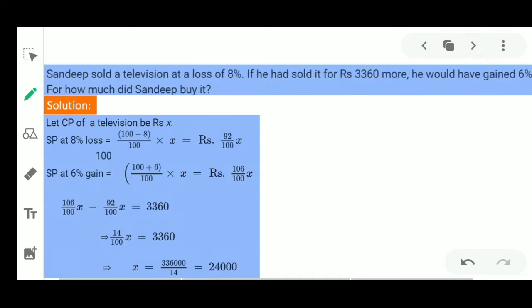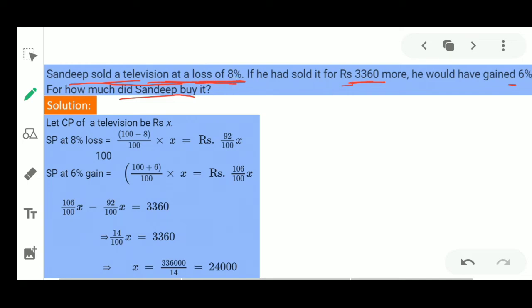The next example is, Sandeep sold a television at a loss of 8%. If he had sold it for rupees 3,360 more, he would have gained 6%. For how much did Sandeep buy it? So here we have to find out the cost price of the television, and the question is saying that Sandeep sold a television at a loss of 8%.